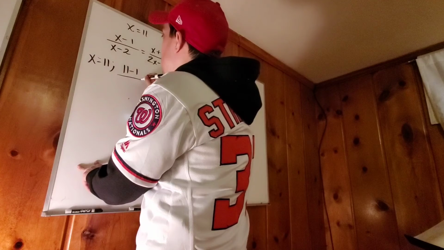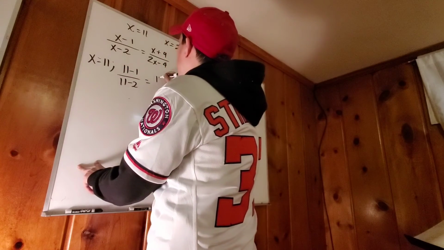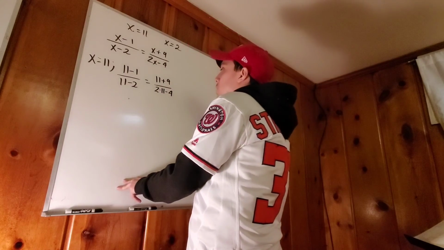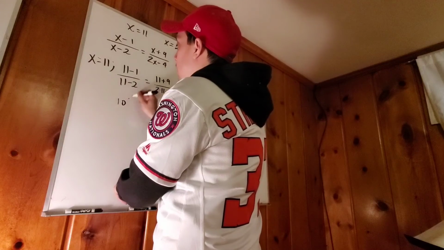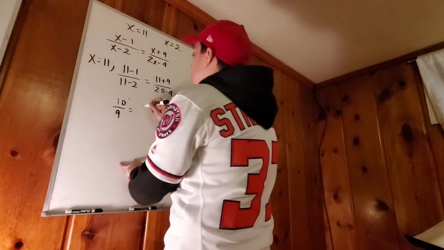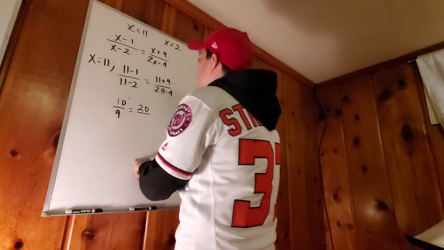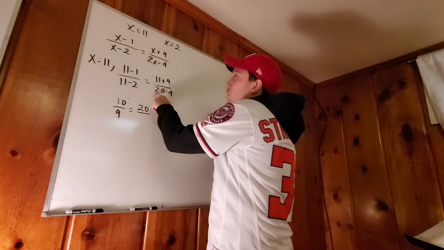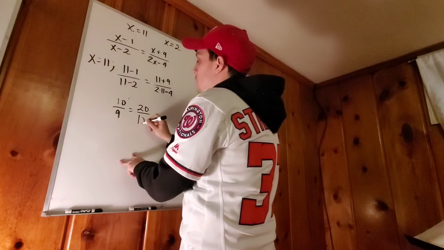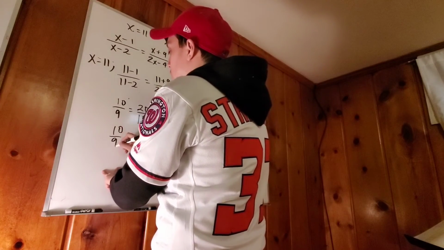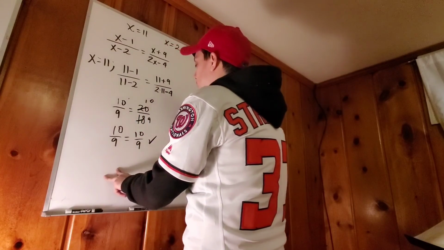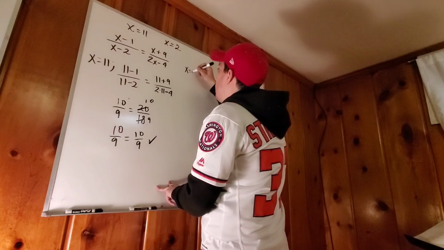So 11 minus 1 over 11 minus 2 equals 11 plus 9 over 2 times 11 minus 4. That's what it is. And so 11 minus 1 is going to be 10, and 11 minus 2 is 9. 10 over 9. And then 11 plus 9 is going to be 20. Right? And 2 times 11 is 22 minus 4 is going to be 18. What do you know? 10 over 9 is the same thing as 10 over 9 because we simplified. Check.